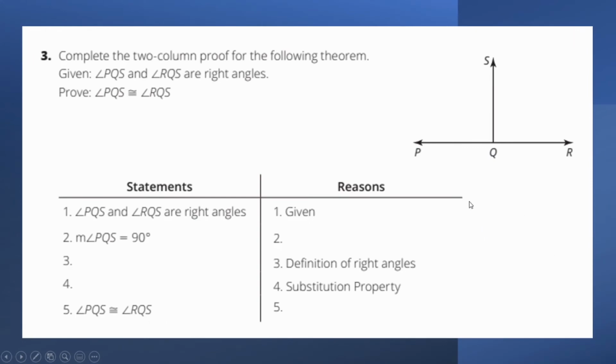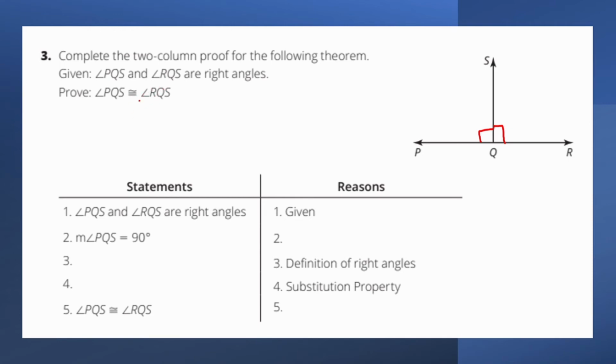Next up, we got a proof. Oh man, how did we miss these, didn't we? So this proof says complete the two-column proof for the following theorem. We're told that PQS and RQS are right angles. So let's mark that off in our picture. PQS is a right angle and RQS is a right angle. Those are two things we're told. We want to prove that PQS is congruent to RQS.